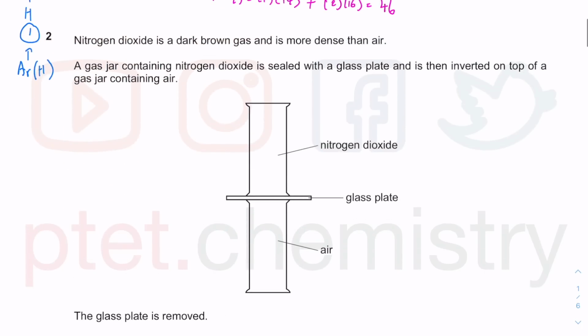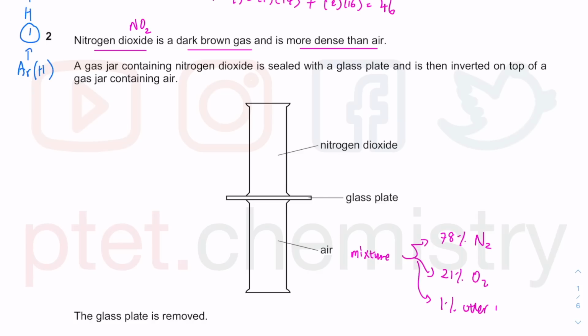Number 2, we have nitrogen dioxide, the formula of which is NO2, is a dark brown gas. Property of it is denser than air, so you know it's heavier than air. You have a gas jar, the nitrogen dioxide is on top there, it's denser than air. Air is a mixture, so remember that air is a mixture, even from lower secondary science. This is around 78% nitrogen, which exists as a molecule like that. And then you got 21% O2, and you got 1% other gases, which include carbon dioxide and a few other gases.